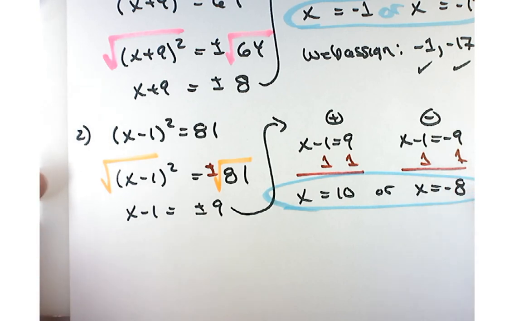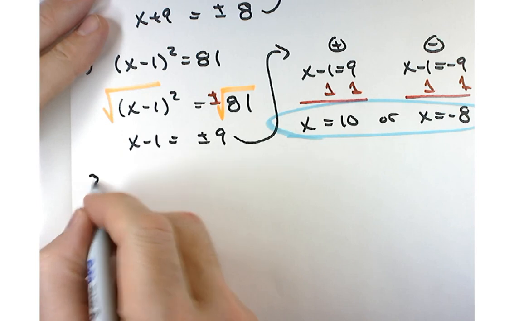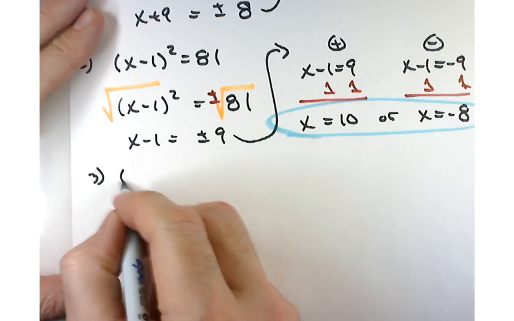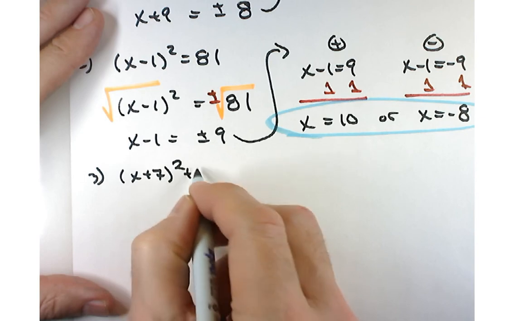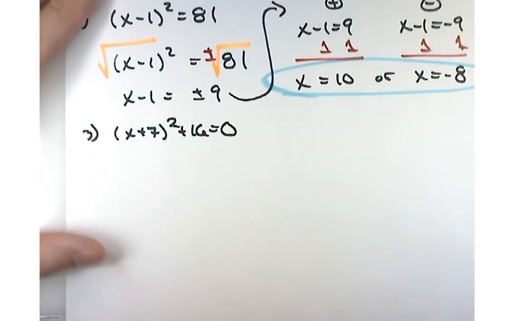How are we doing on that one? Walked around, most of everyone is working okay on that one. All right, so obviously we're making things too easy. I have to make them more challenging then, right? Okay, let's do that. Let's try a third one, kind of this variety. X plus 7 squared plus 16 equals 0.